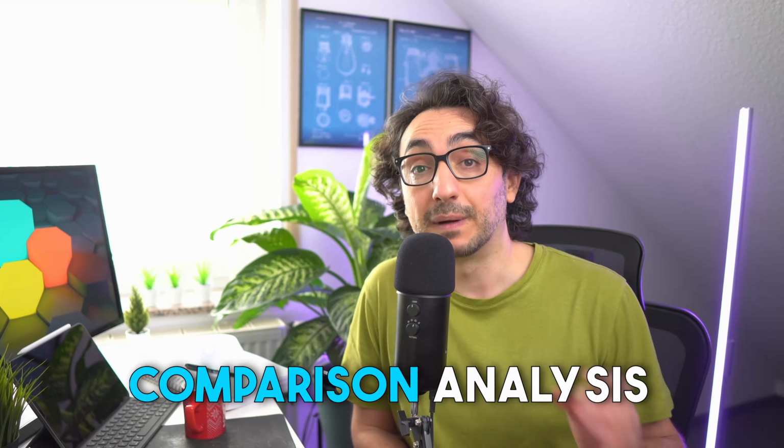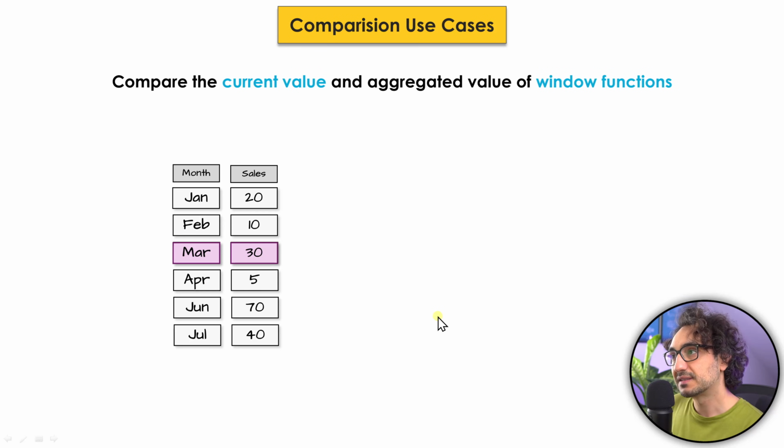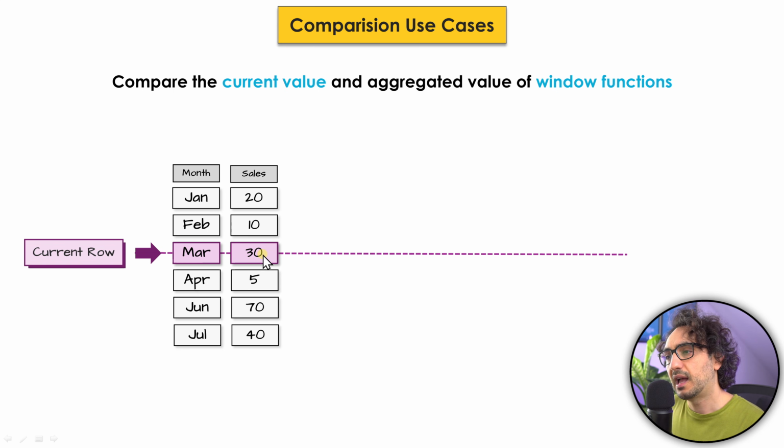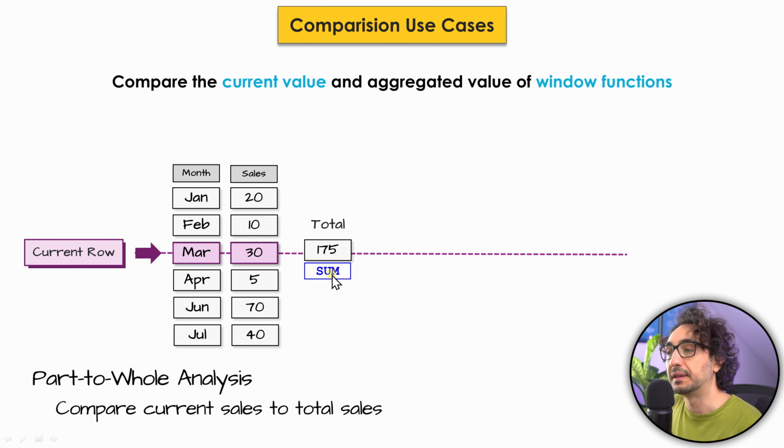It is the comparison analysis. Okay, so let's understand quickly what the comparison use cases are. It's going to compare the current value. For example, let's say we are currently at the month of March, and the sales is 30. So we're going to compare this value, the current sales, with an aggregated value. For example, the total sales using the sum function. So what happens if you compare the current value with the total sales?